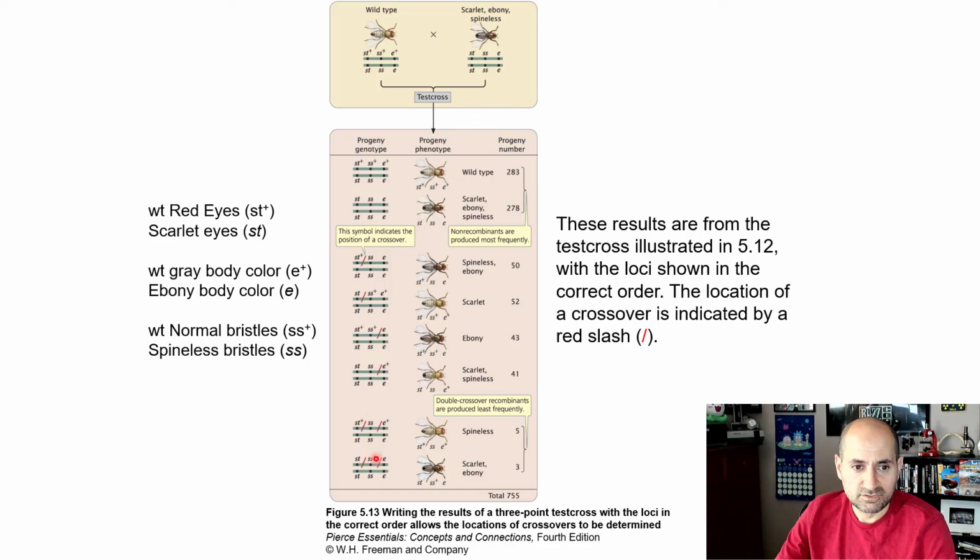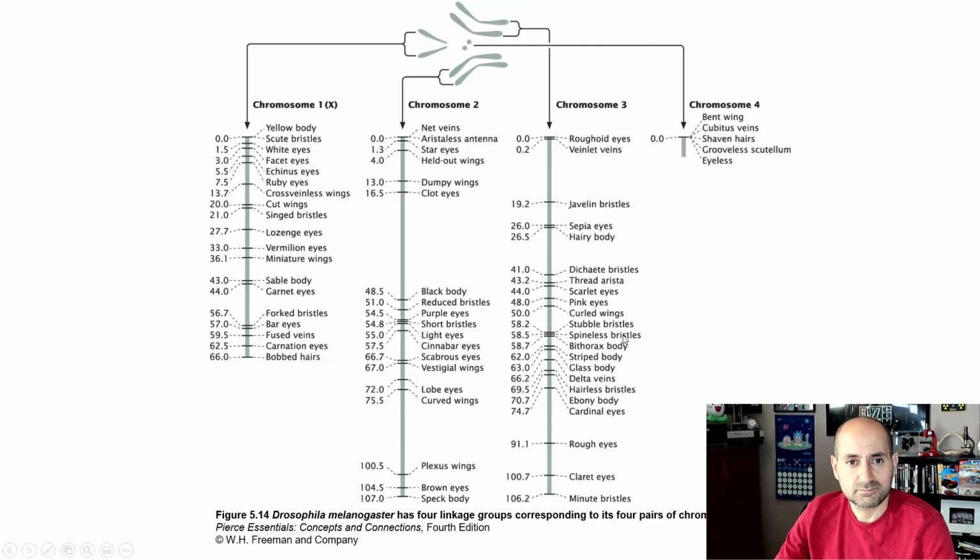Remember we said SS was the fishy one. SS was the gene that swapped over that gave us the least frequent progeny number. Well, that is the middle allele, and the other alleles are at the ends.